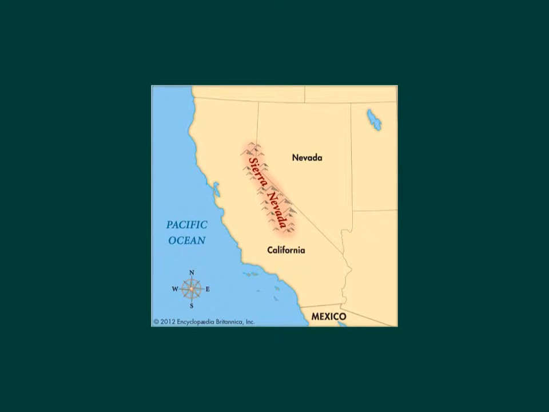Okay, so we are talking about the Sierra Nevada range. This area in here, if you have ever been to Mammoth, Lake Tahoe, Bishop, that area, Mount Whitney, that's the Sierra Nevada mountain range. And we're going to talk about how that formed and why it formed.